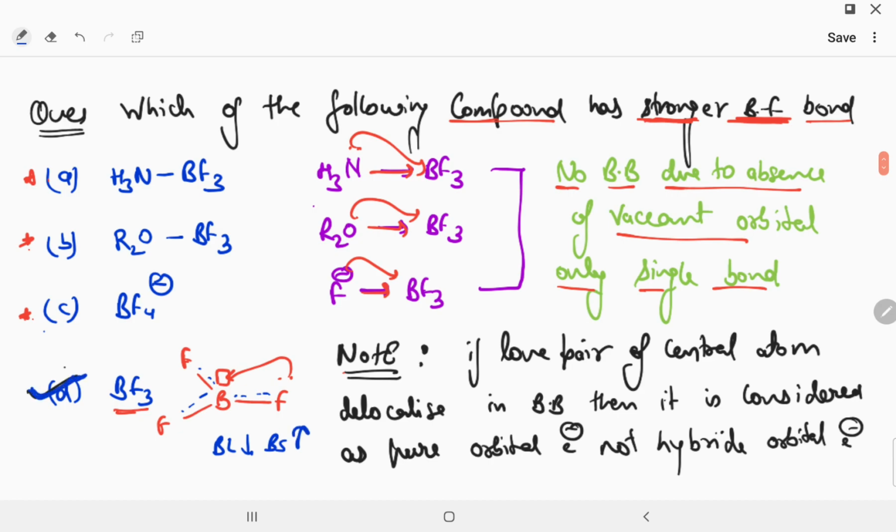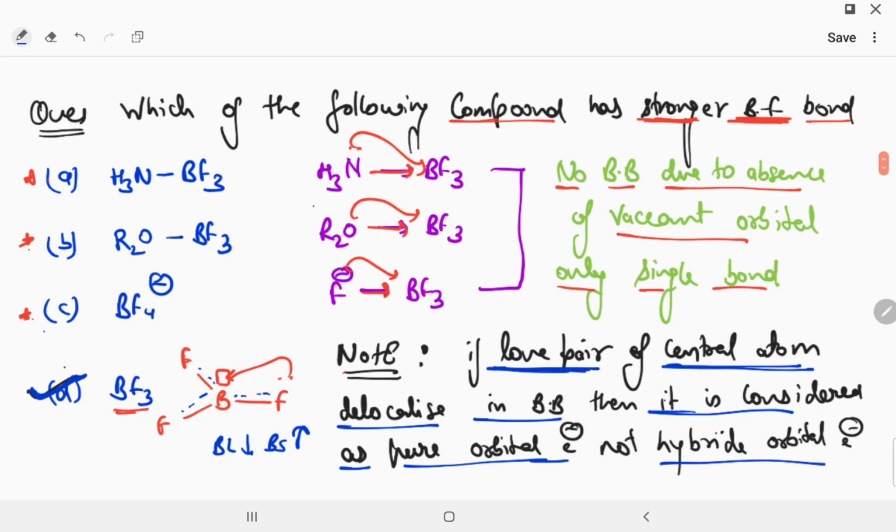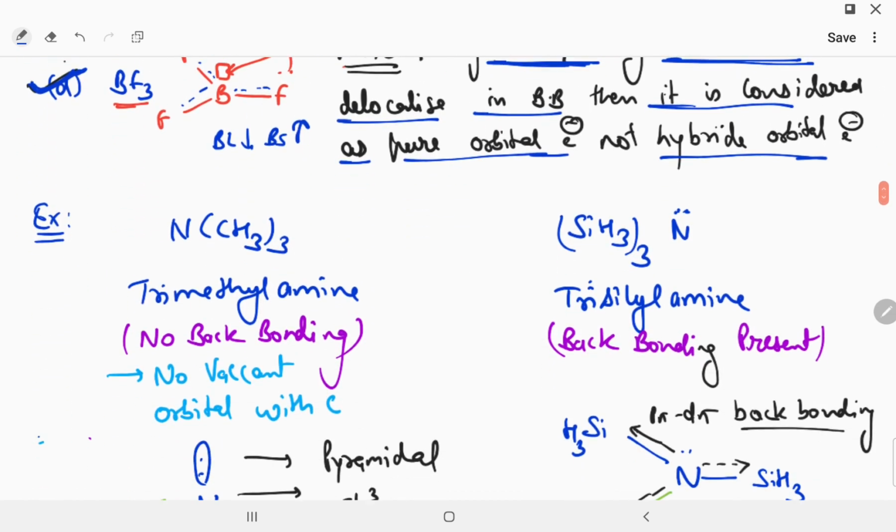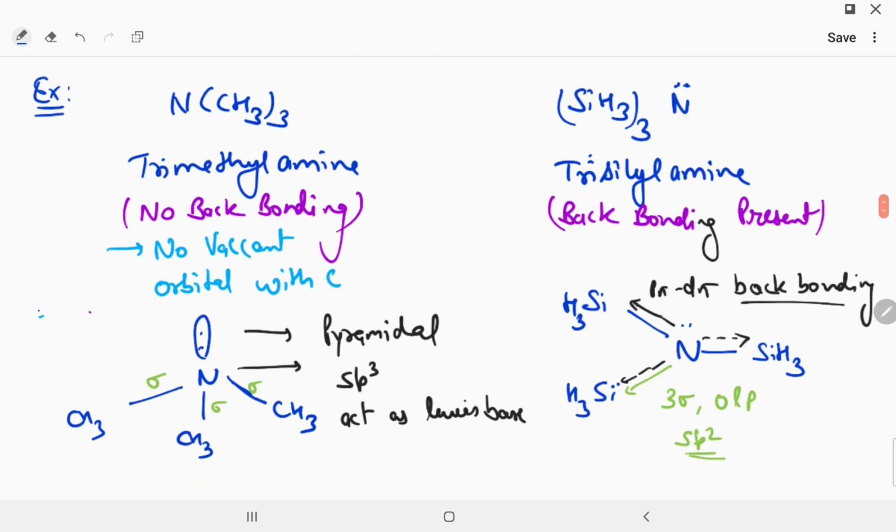Now one note is very important, a theory question that comes up. If the lone pair of the central atom is delocalized in back bonding, then it is considered a pure orbital electron, not a hybrid orbital. This is the important point, not a hybrid orbital. Okay, now understand my point. One more example is given to you in front of you.